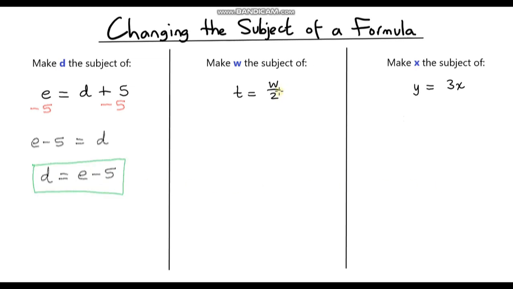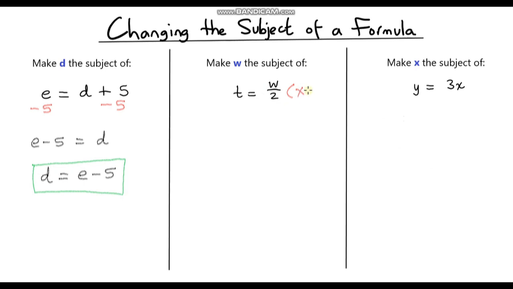Okay, let's take a look at the next one. It says make W the subject, and our formula is T equals W divided by 2. So this time we want to get W on its own. Now at the moment we're dividing by 2. So remember, to get rid of something we always do the opposite. So the opposite of dividing by 2 is, you guessed it, multiply by 2.